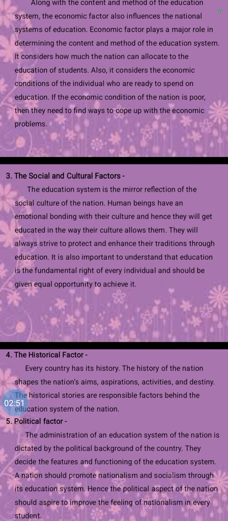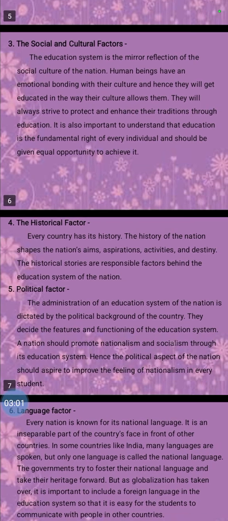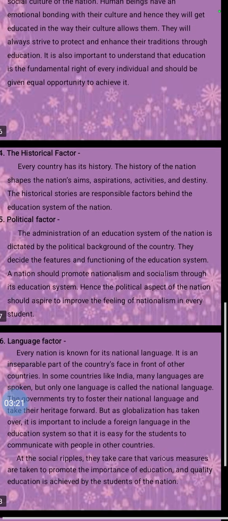It is also important to understand that education is a fundamental right of every individual and should be given equal opportunity to achieve it. Historical factor. Every country has its history. The history of the nation shapes the nation's aims, aspiration, activity, and destiny. The historical stories are responsible factors behind the education system of the nation.